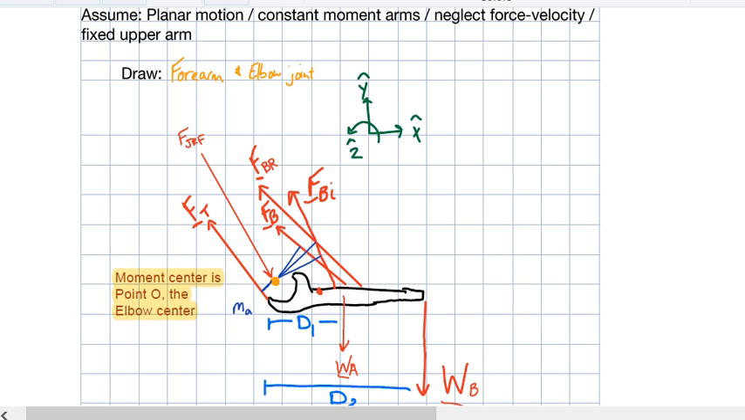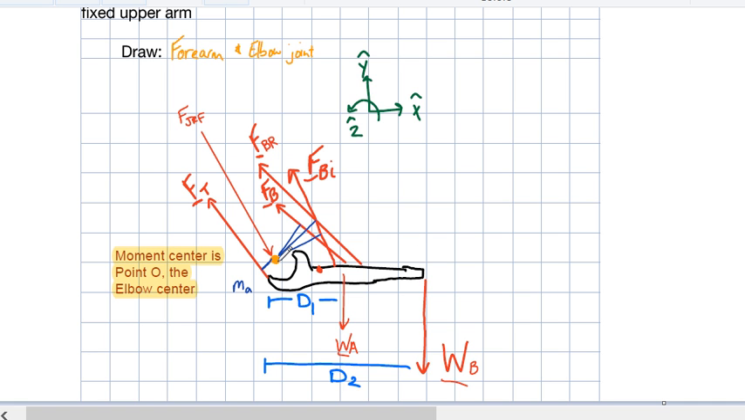Here's the free body diagram, assuming planar motion, constant moment arms, and we're neglecting force-velocity relationships of the muscles. We also assume the upper arm is fixed. Point O is the moment center, and the moment arms are shown by these little blue lines, the perpendicular distance from the force of each muscle to the moment center, O.